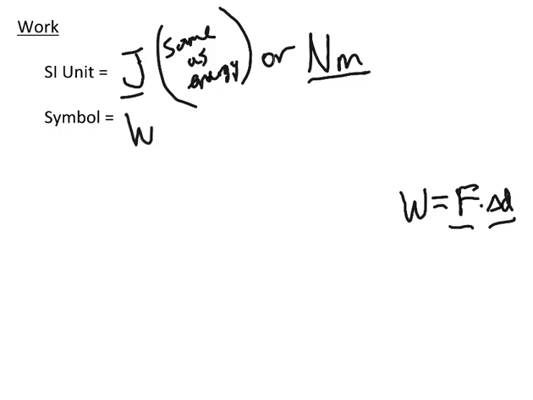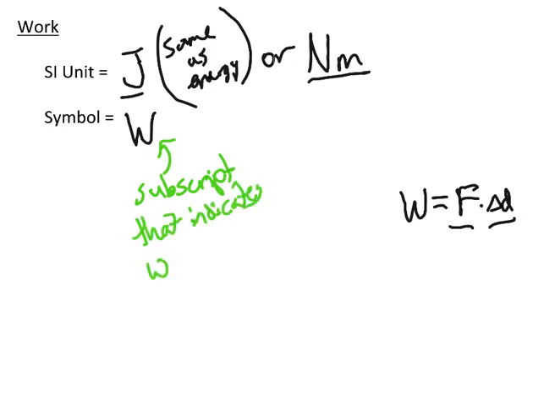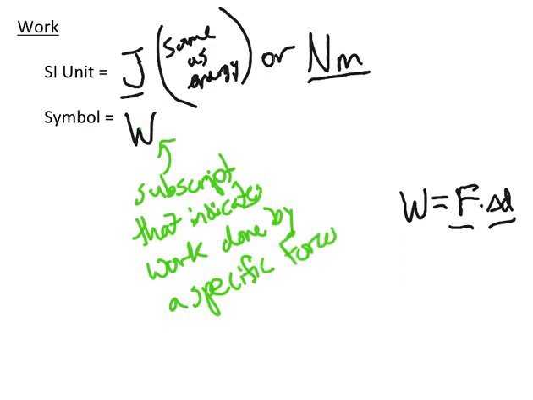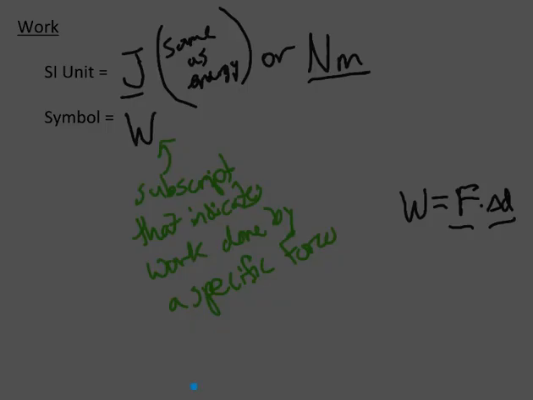The symbol for work is capital W. And then what we do is we have a subscript afterwards that indicates which kind of force is doing the work. So you'll have a subscript that indicates the work done by a specific force. So say you have work done by a tension force, then I would call this like WT, the T standing for tension, or work done by gravity would be WG, work done by gravity.